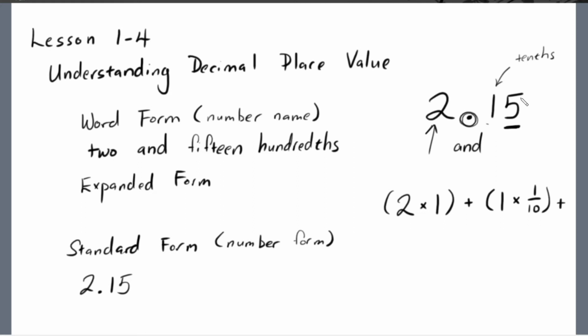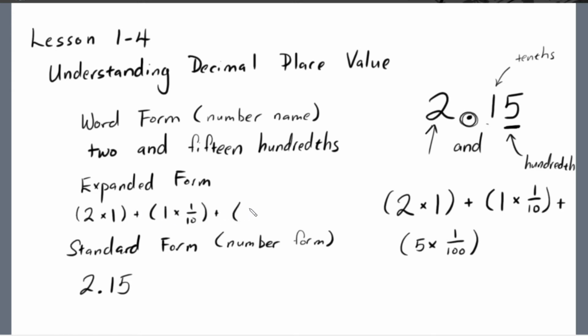Plus, now we're going to take the next digit. This is a 5. And we're going to multiply it by its place value. And we know that the place value for this 5 is the hundredth place with a th. So it's going to be 5 times 1/100th. And that's going to be our expanded form for this number. It's going to be 2 times 1 plus 1 times 1/10 plus 5 times 1/100th.